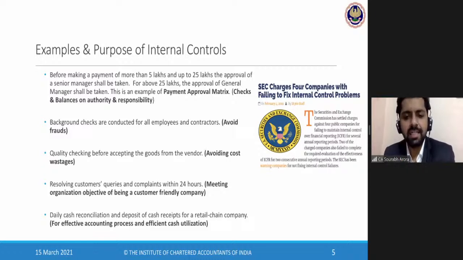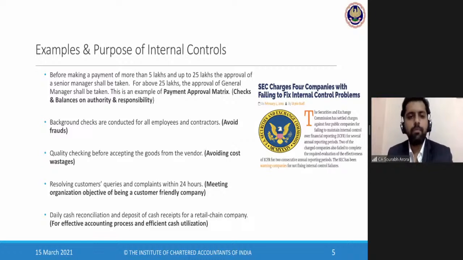Then we have resolving customers' queries and complaints within 24 hours, or whatever the standard or whatever the SLA is. But what is the purpose behind this internal control? Meeting the organization objective of, let's say, being a customer friendly company. Then the last one is daily cash reconciliation and deposit of cash receipts for a retail chain company. This is for effective accounting process and efficient cash utilization. I hope these examples are self-explanatory.